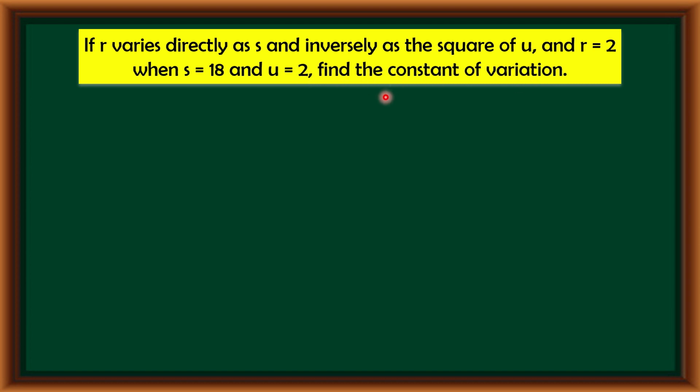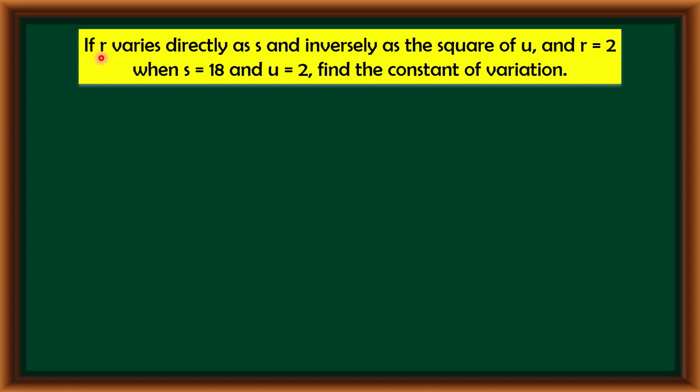So remember that we have here two ways in solving the constant of variation of a given combined variation. The first one is using its equation, while the second one is using the other equation in which you are finding the value of k. So let us start first with getting the constant of variation using the equation given in our statement.